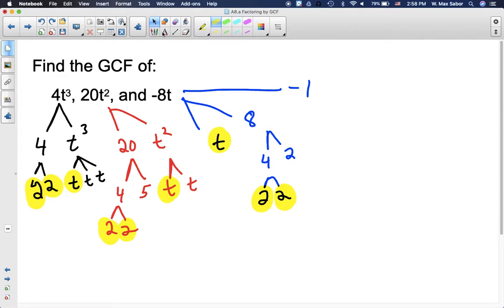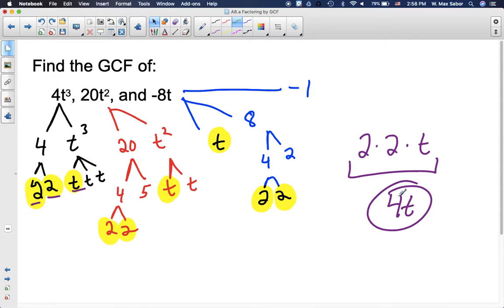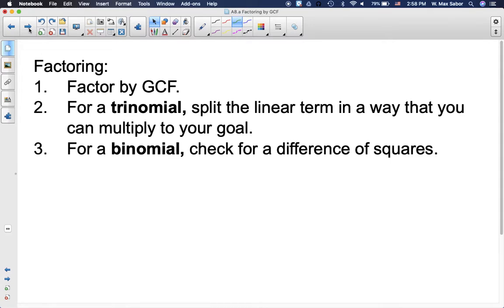So what we're left with is each of them had a 2, a 2, and a t. So 2 times 2 times t is the greatest common factor. Simplifying that gives us 4t is our answer. So we're going to be factoring using GCF. So that's one of our methods of factoring a polynomial.